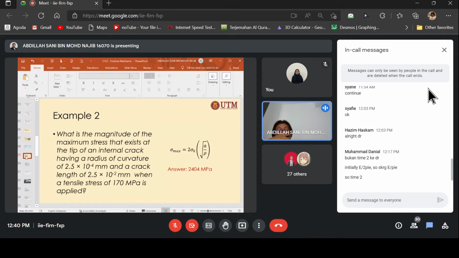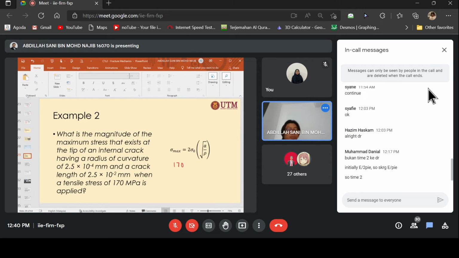Example number 2: what is the magnitude of the maximum stress that exists at the tip of an internal crack having a radius of curvature of 2.5 and a crack length of 2.5 when a tensile stress of 170 megapascal is applied? Okay, what do we do, guys? You use this equation.